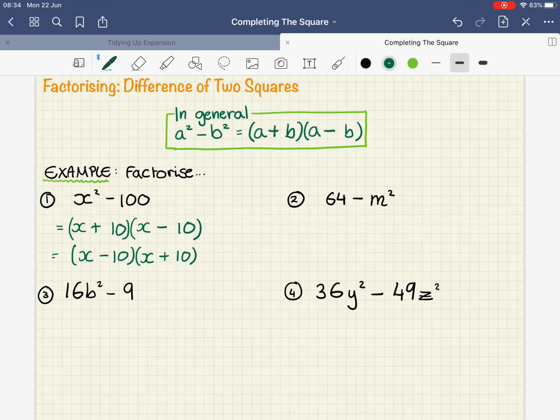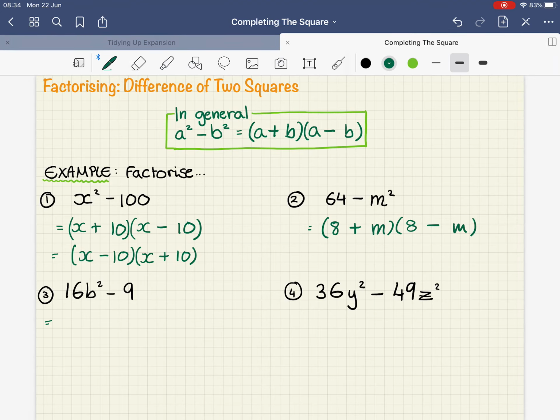Okay, next one. So square root of 64 is 8. Square root of m squared is m. And then I'll have a plus and a minus.